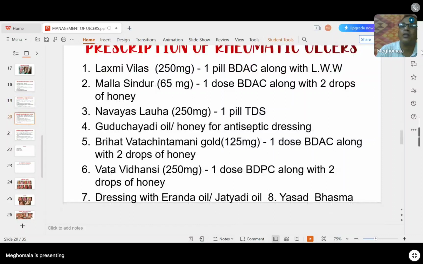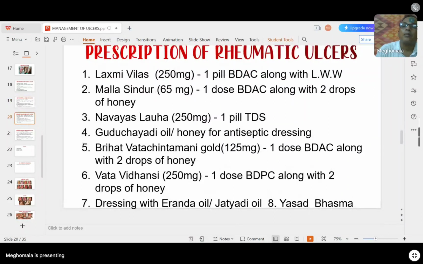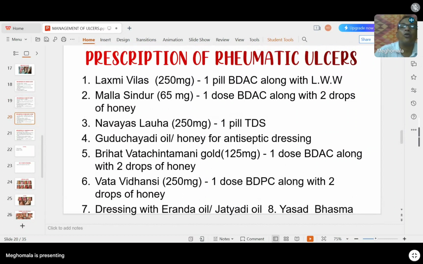Then the prescription for rheumatic ulcer. For rheumatism, for Vata, we have to go for some medicines. I prefer Lakshmi Vilas. Lakshmi Vilas is a very, very good drug. I used Malla Sindur.